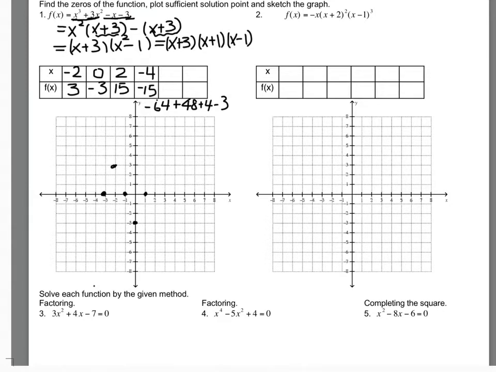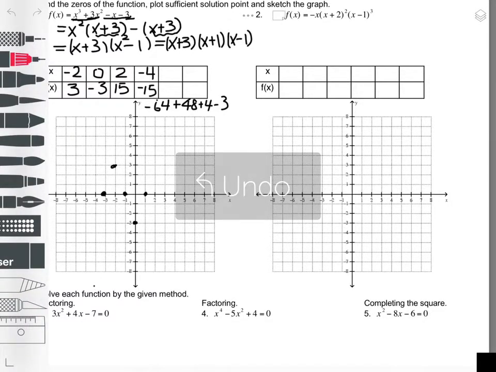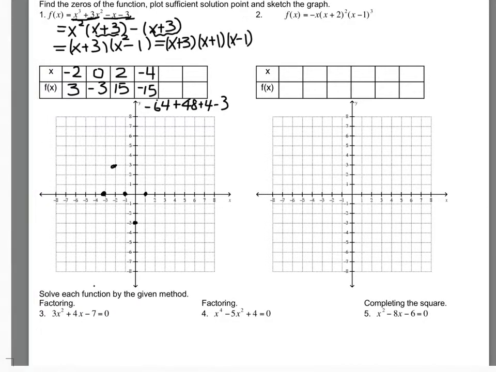So what should my graph look like? Let me regraph it. I did not make a very accurate graph here. So as I connect the dots, remember we discussed something about the end behaviors. Since this is raised to the third power, you should have right hand up, left hand down. So it agrees with the points that we calculated.